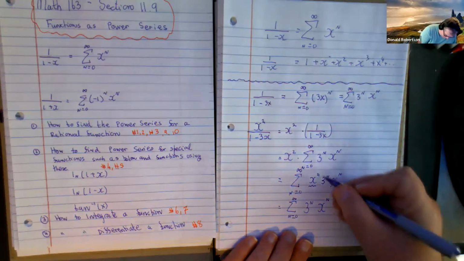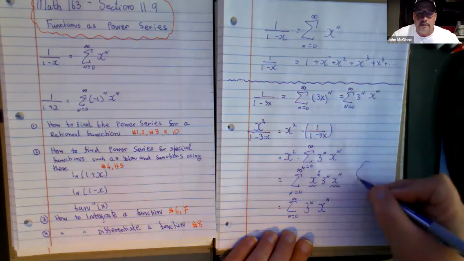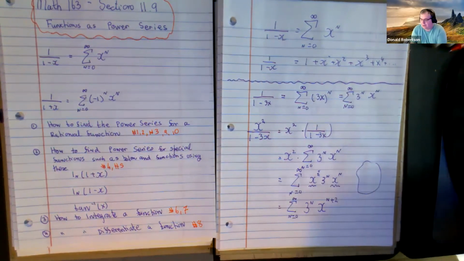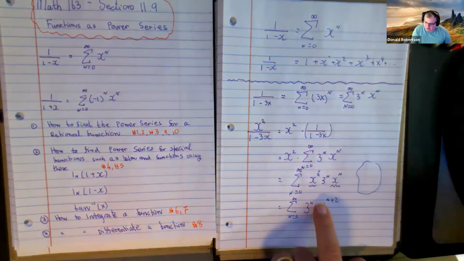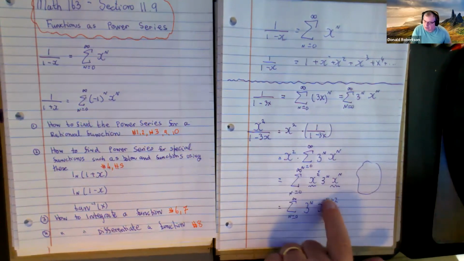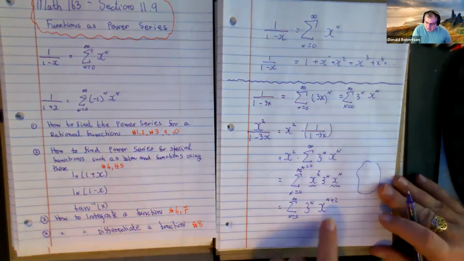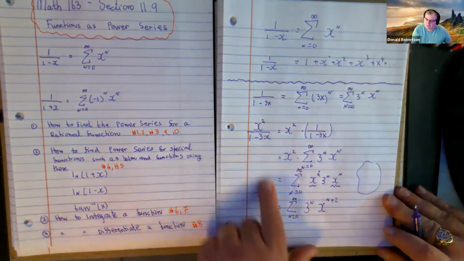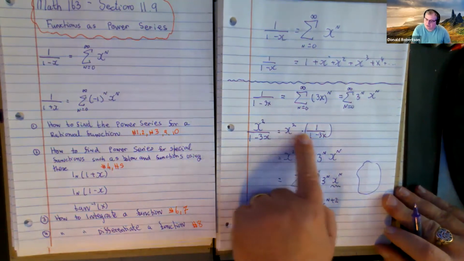X squared. 2 plus n? Yep. And I'll just put n plus 2 because that looks pretty. Now, if that was x cubed, wouldn't you have n plus 3 and so on? There's your power series for this fraction. There's your x squared, that guy.